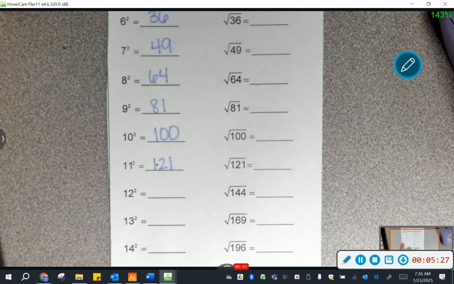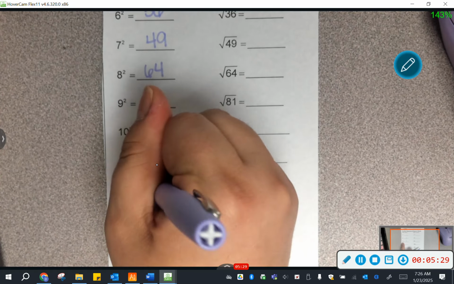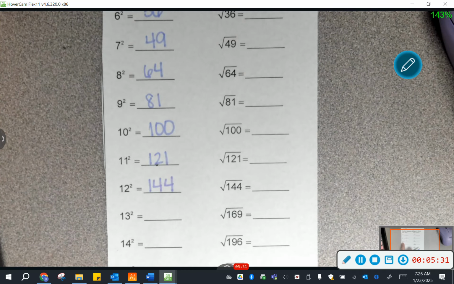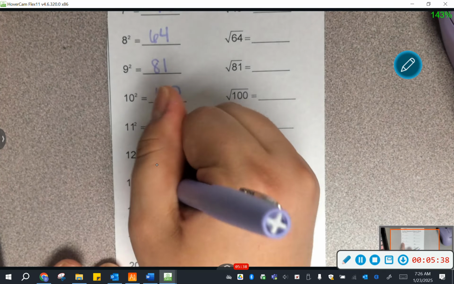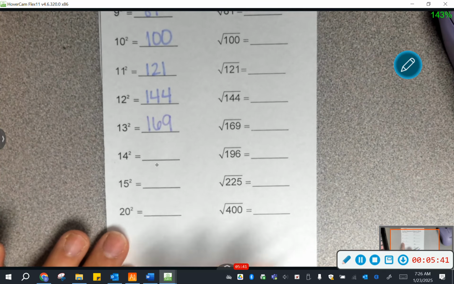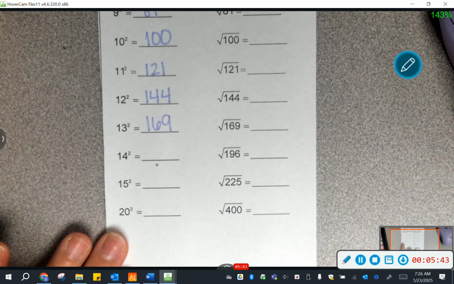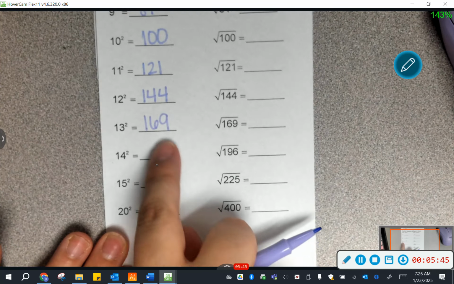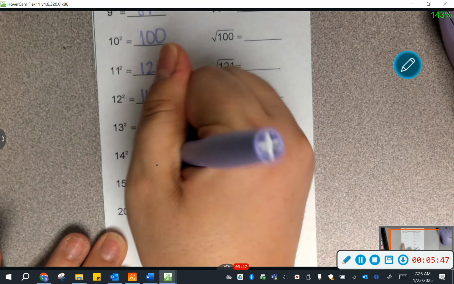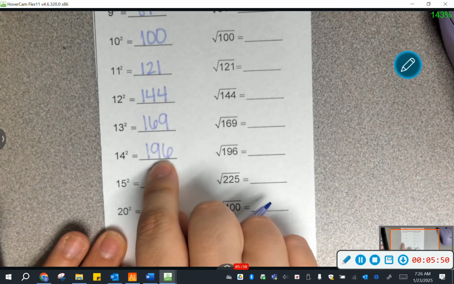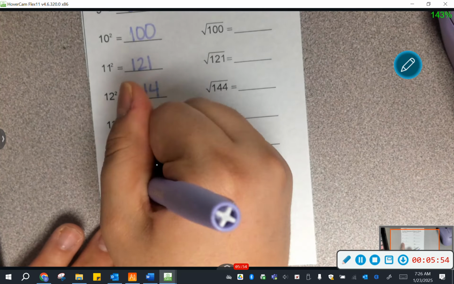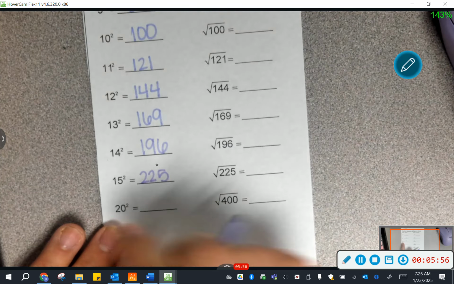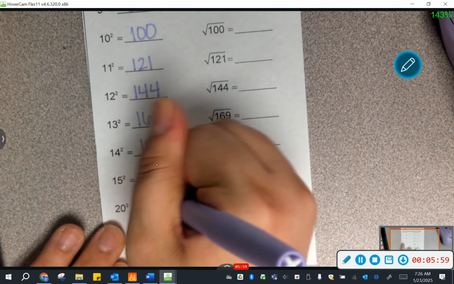12 squared is another favorite. We all love that one. I don't know why we do. Does anybody know 13 squared without using a calculator? 169. My boys tend to remember that. Does anybody know 14 squared? It's actually, you just flip these two. It's 196. So if you can remember 13 squared, 14 squared is just flipping them. 15 squared is 225, and then 20 squared is 400.